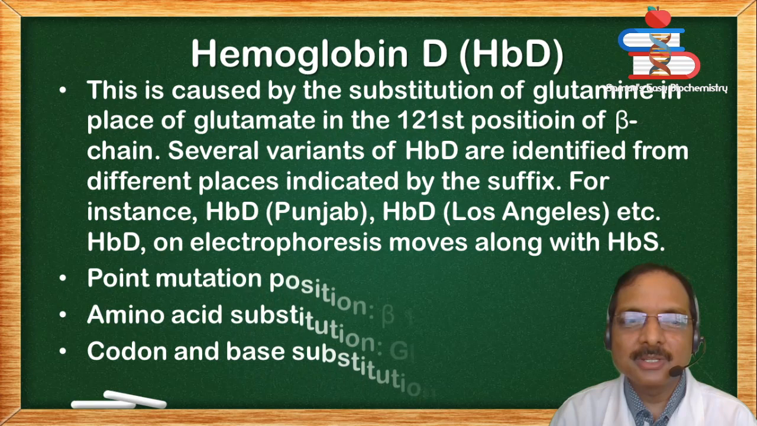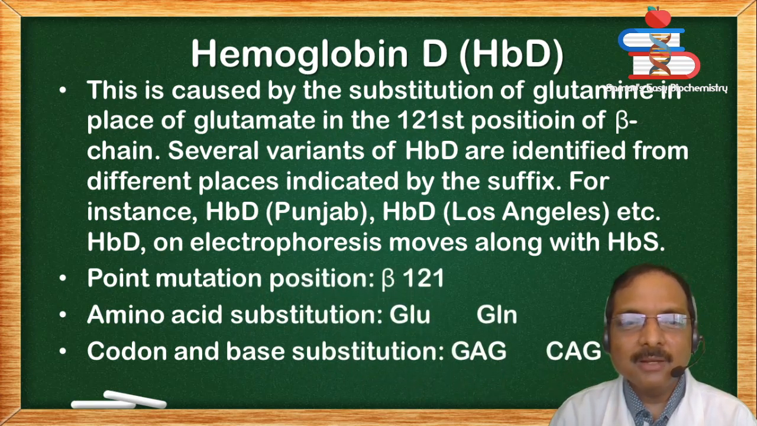So point substitution is beta 121. Amino acid substitution is glutamic acid to glutamine. Codon and base substitution is GAG to CAG.